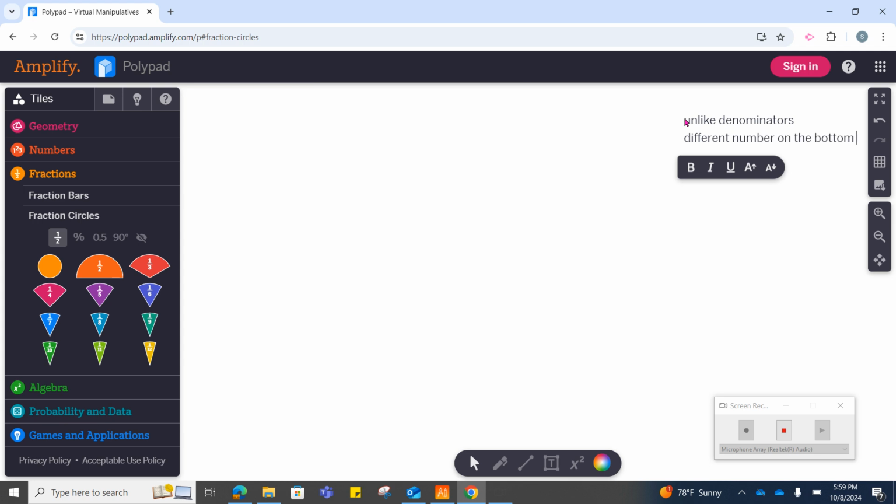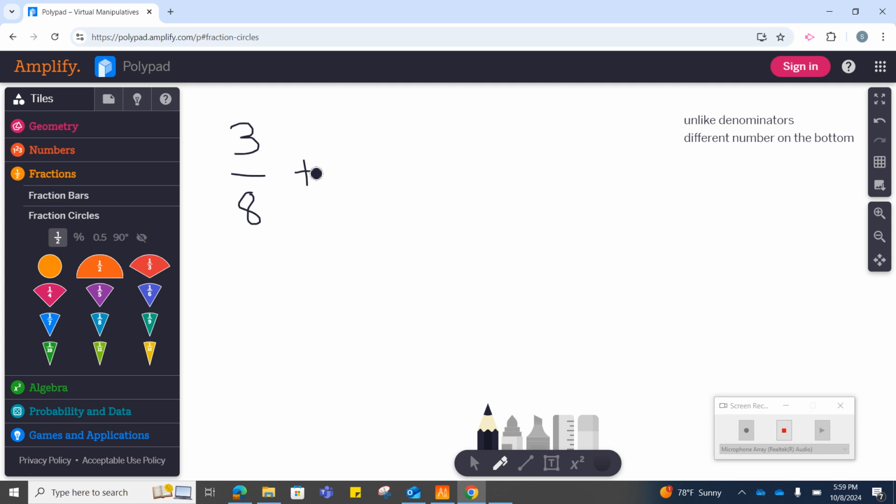So if I'm going to do this first fraction here, I'm going to add 3/8 to 5/24. So I'm going to do this, and I'm also going to model it because I'm using Polypad. So I have two numbers on the bottom. They are 8 and 24.